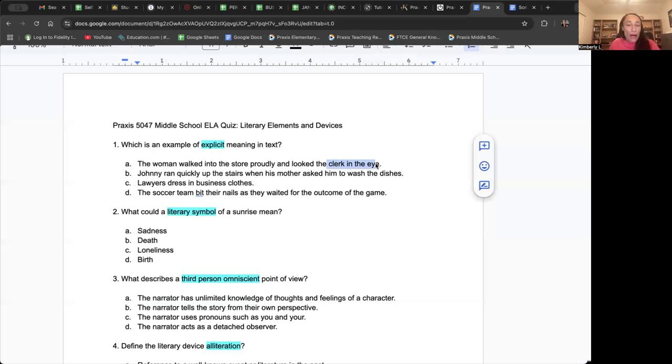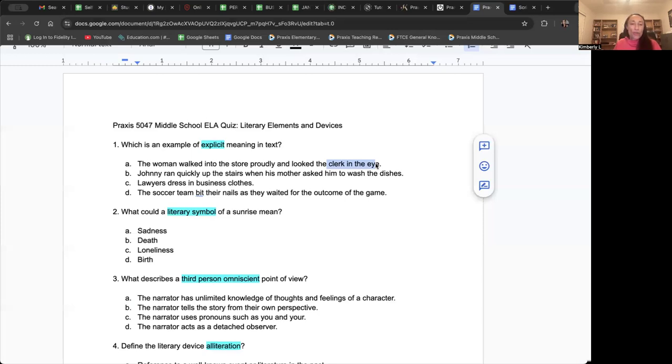Okay. Next, we have number three. What describes a third person omniscient point of view? We'll talk about point of view in just a second and list the other ones. A, the narrator has unlimited knowledge of the thoughts and feelings of a character. B, the narrator tells the story from their own perspective. C, the narrator uses pronouns such as you and your. D, the narrator acts as a detached observer.